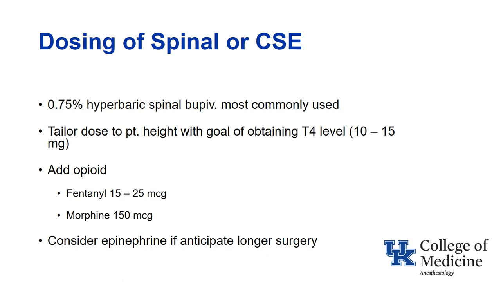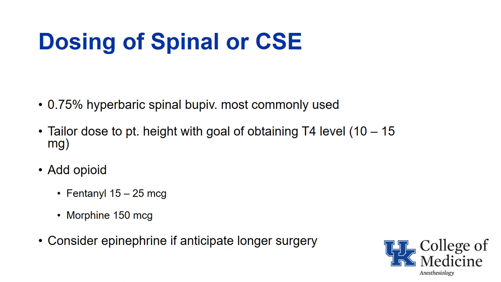Now, if I'm going to do a spinal or a combined spinal epidural, how do I go about dosing it? Well, pretty much we use 3/4% hyperbaric spinal bupivacaine, which is the most commonly used drug. I think it's probably the only spinal drug I've used for many years now. There are a variety of ways to dose it. You'll find some of your attendings just say use all 15 milligrams, all 2 cc's of your spinal bupivacaine vial.